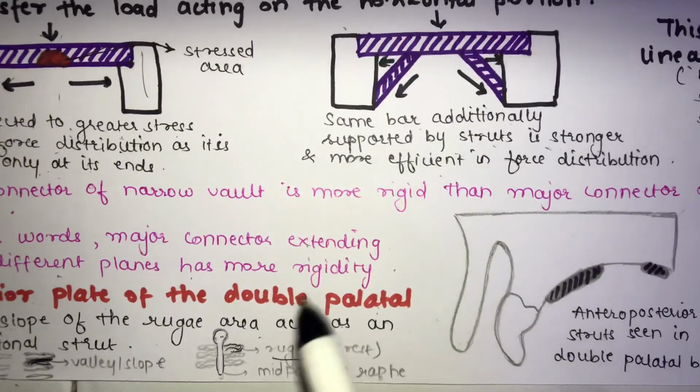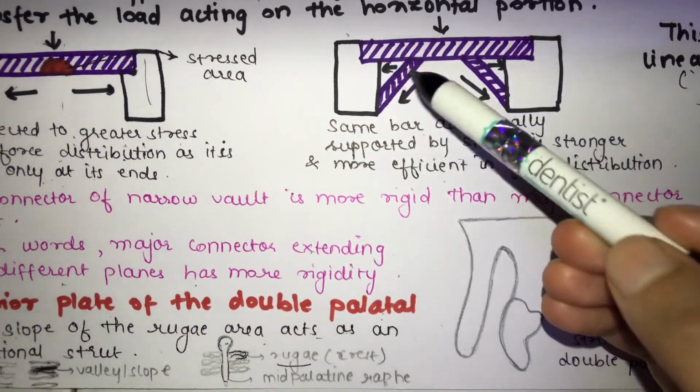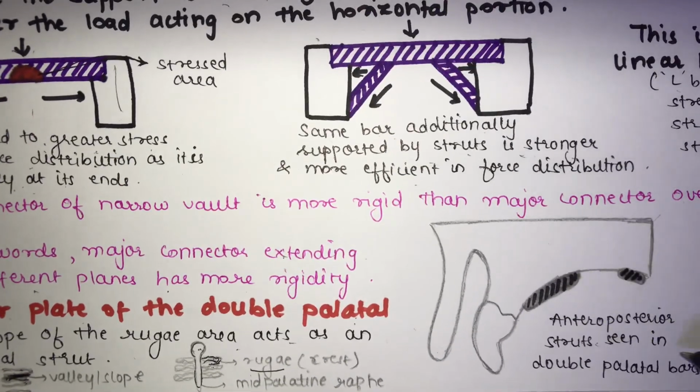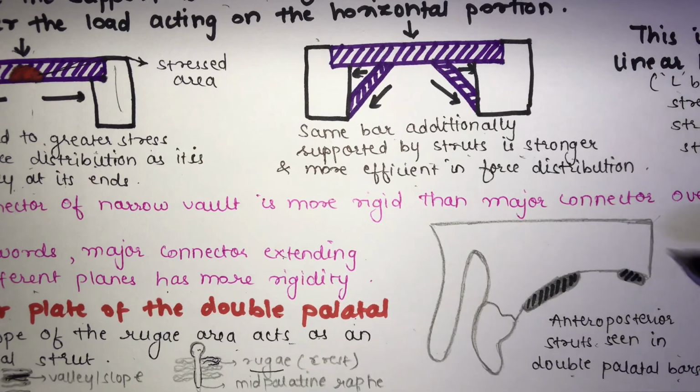So basically this is the stud, which is nothing but you are adding additional rods to get that rigidity. And these are the anterior posterior studs which are seen in a double palatal bar. This is the diagrammatic view of it. So this was it.